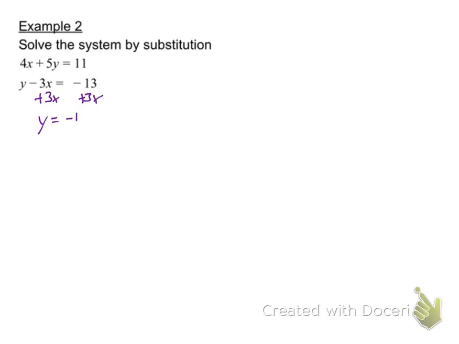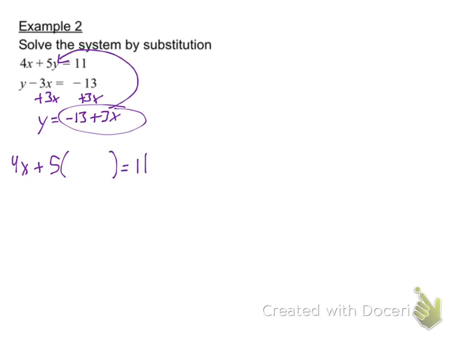So I get y equals negative 13 plus 3x, or 3x minus 13. It does not matter, correct? And again, I will place this into that top equation for y. So 4x plus 5 times something equals 11. And what is that something? Negative 13 plus 3x, or 3x minus 13. It doesn't matter.